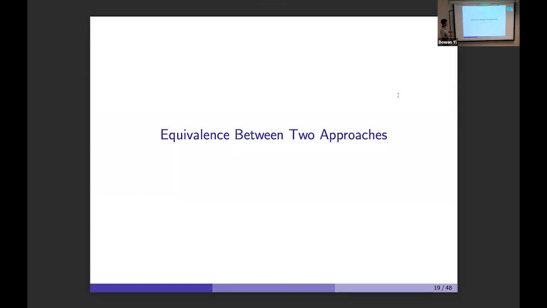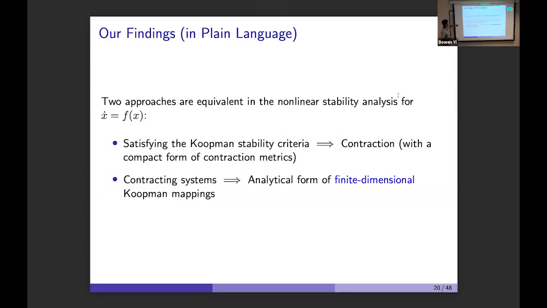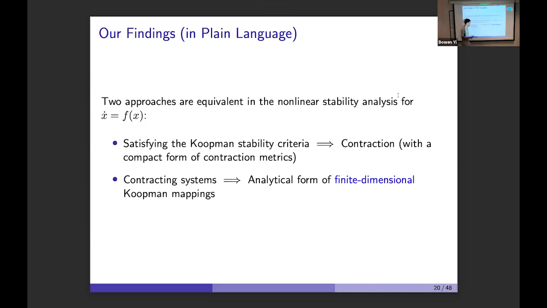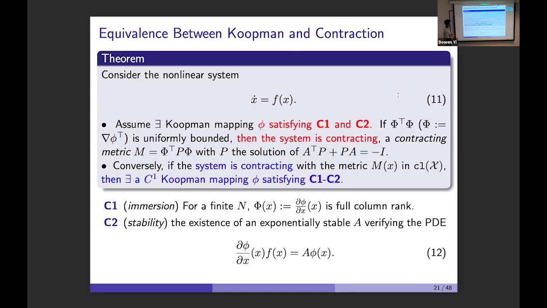Now let me show you our finding about the equivalence between the two approaches, written in plain language. For a given autonomous system, x dot equals f(x), the two approaches, contraction analysis and the Koopman operator, are equivalent for nonlinear stability in a sense. If the system satisfies the Koopman stability criteria, that is, the immersion and stability conditions, then we can conclude the given system is contracting, and we can get the closed form of the contraction metric. Conversely, if the given system is contracting, then we can get the analytical form with the finite-dimensional Koopman mapping phi. Here is the formal claim of the equivalence between the two approaches.